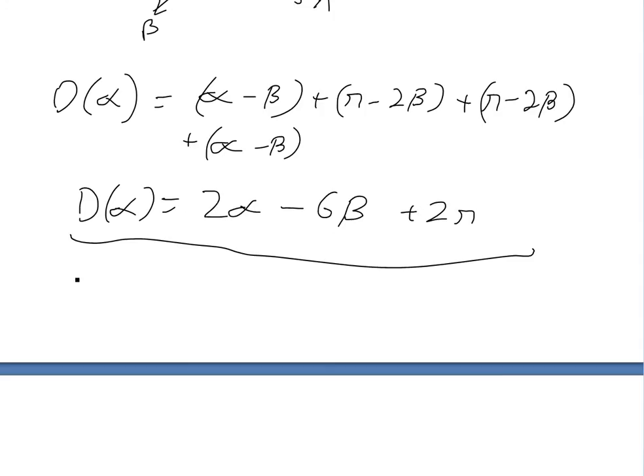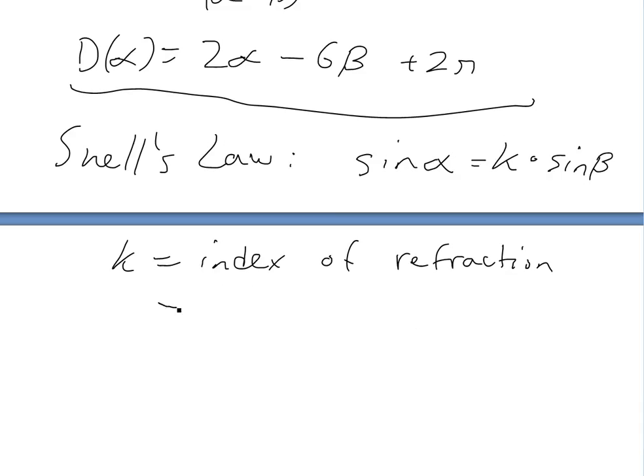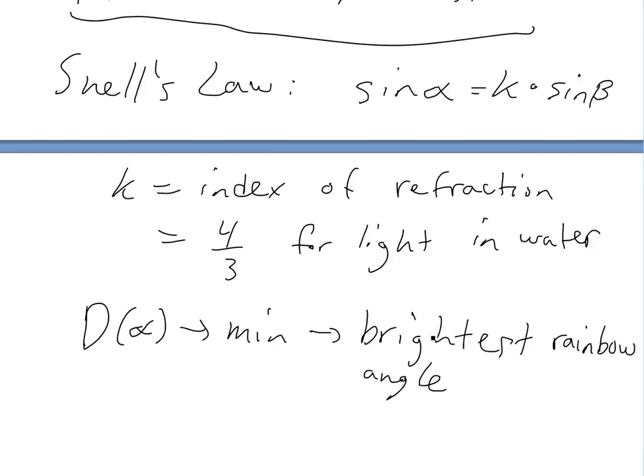And we also know by Snell's law, I'll show this in another video, that sine of alpha, the incident angle, is equal to k times sine beta, where k is the index of refraction, and it equals 4/3 for light and water. So like before, I showed that when d theta is minimum, this is when we get our brightest rainbow, or where we can see it. So this is the brightest rainbow angle.